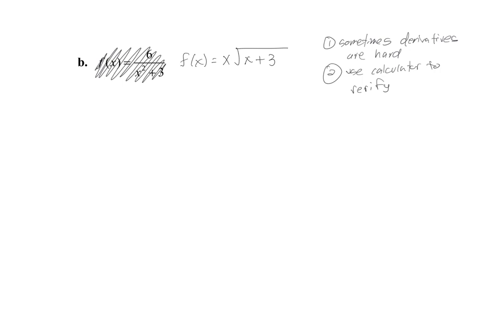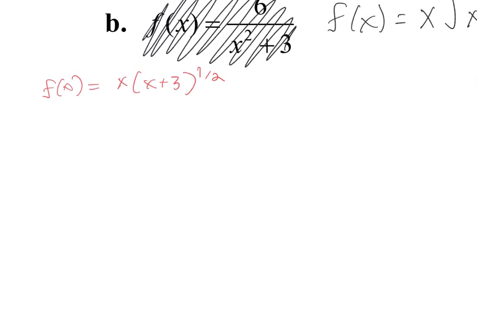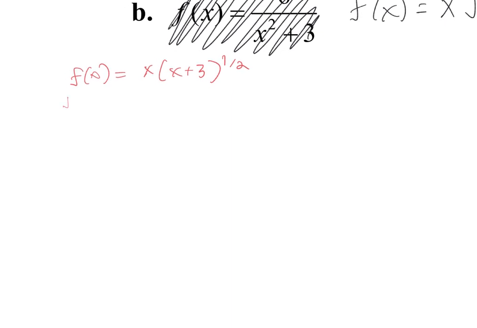I'm going to rewrite this as f of x equals x times x plus 3 to the 1/2. I'm going to be zooming here. Be sure to leave yourself plenty of space for all the work we're going to do here. So take that first derivative.